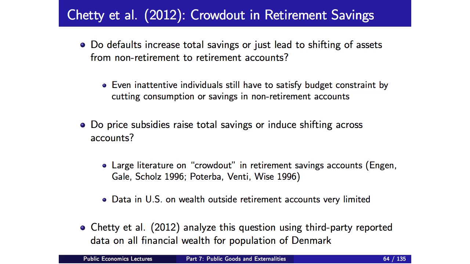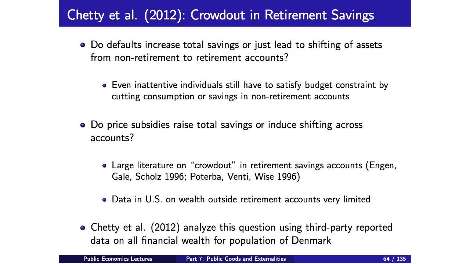Analogously, with price subsidies, we give you a subsidy to save in the IRA or the 401k, people save more there, but are they actually saving more, or are they just taking money they would have saved anyway and putting it in the 401k so that they get the tax break? So there's an enormous literature on this second question in public finance that goes back to the mid-'80s, studying the IRAs and the 401ks in various ways.